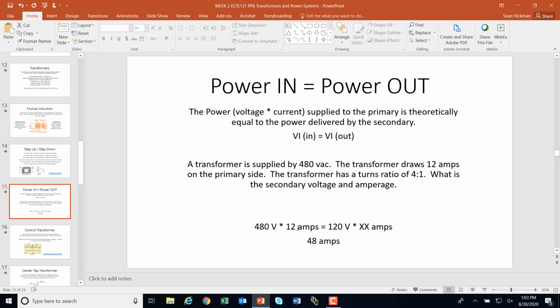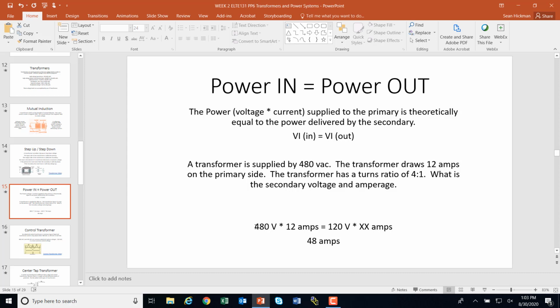Okay? The transformer has a turns ratio of 4 to 1. 4 to 1, that means that the primary has more turns than the secondary. That means that we are stepping the voltage down. And we are stepping the voltage down as a ratio of 4 to 1. Okay, because the turns ratio gives you the step.